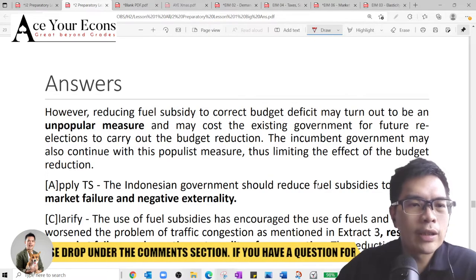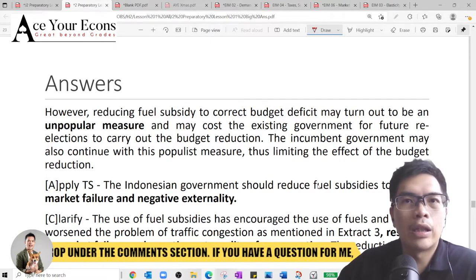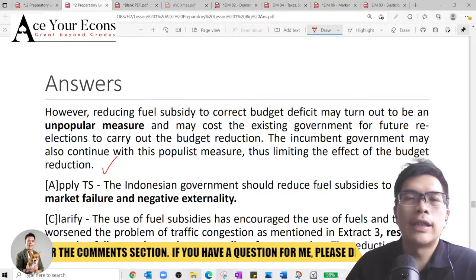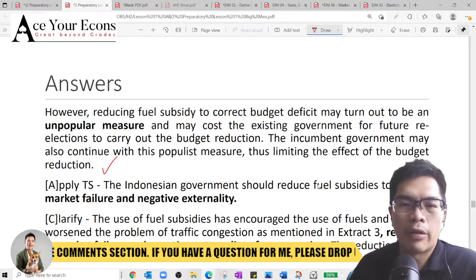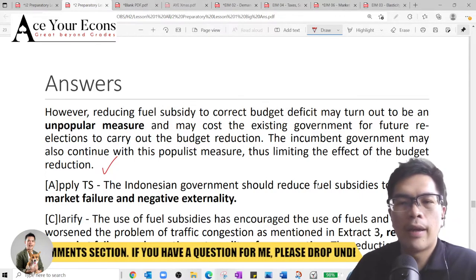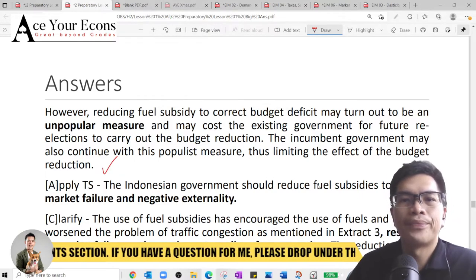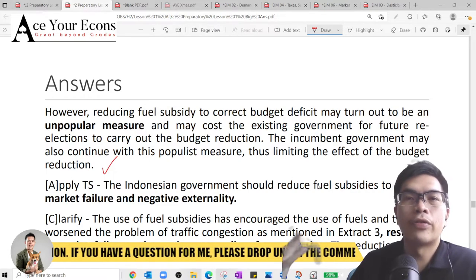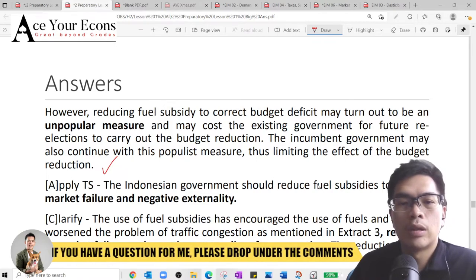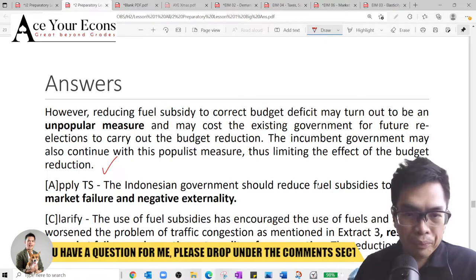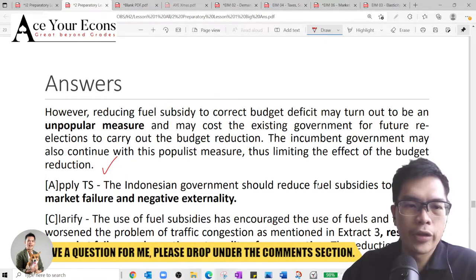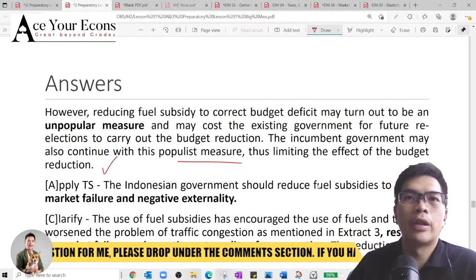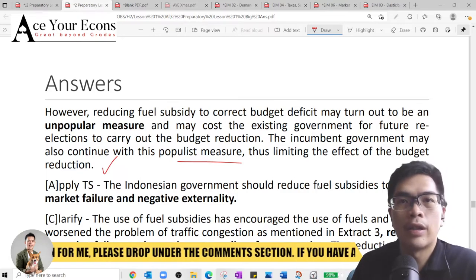Alright, so this point is actually not necessary, but it's good to add in as an evaluation point. You can see that by excessively correcting budget deficit, it may not be politically viable. Because what? Because fuel is a necessity good. So this is a populist measure. Government may not have the resources or the political will to push through this tough measure.